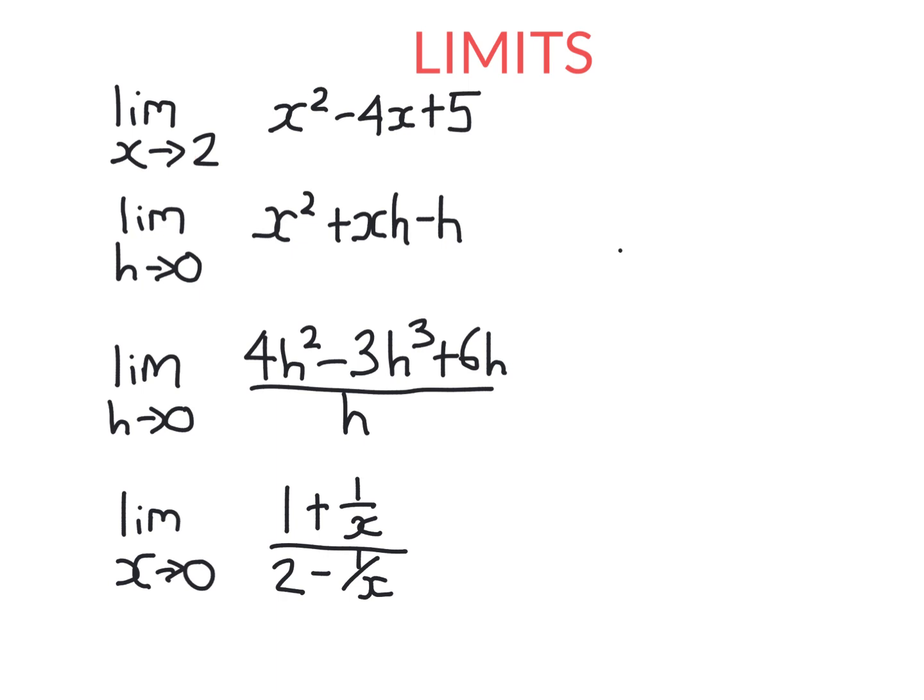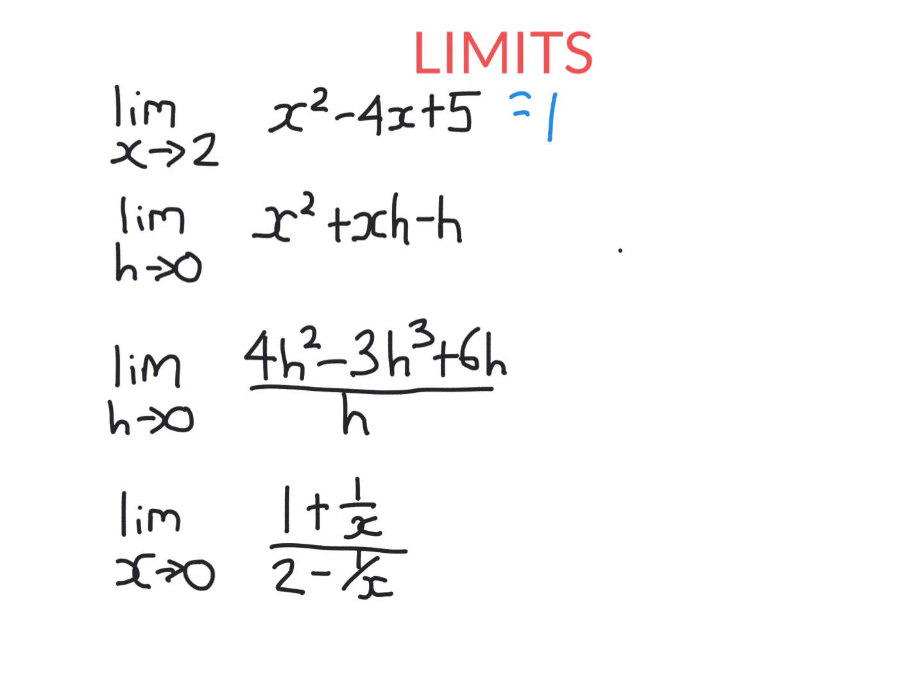Now this is a really easy limit to do. We can simply substitute x for 2 into here, and the value would be 2 squared minus 4 times 2 plus 5. And that, of course, just equals 1. So as x gets closer and closer to 2, this gets closer and closer to 1.